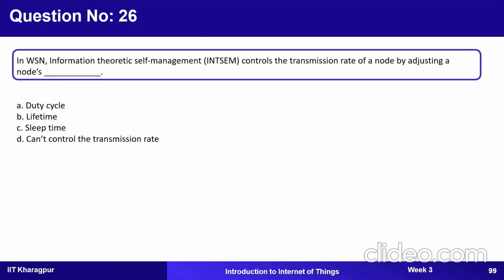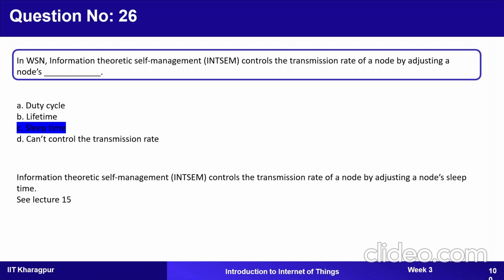Next question is, in wireless sensor networks, information theoretic self-management controls the transmission rate of a node by adjusting the node's: duty cycle, lifetime, or sleep time. Lifetime can't control the transmission rate. The correct option for this question is sleep time.